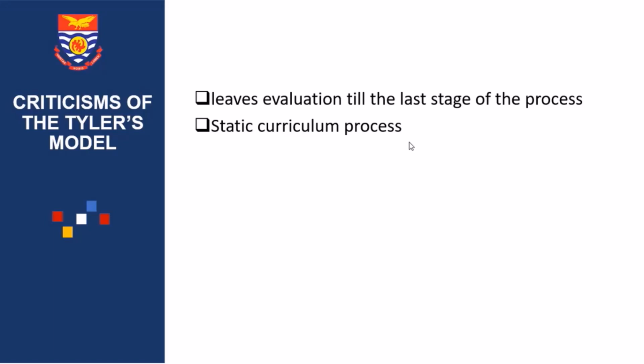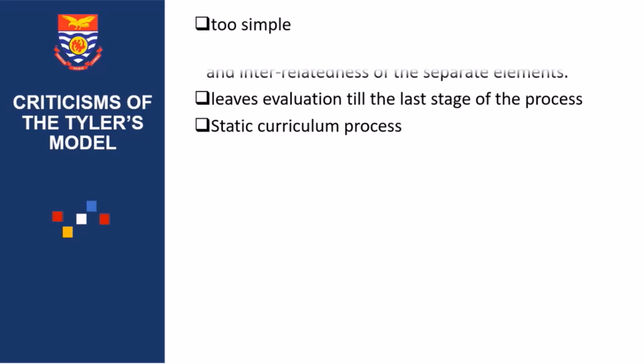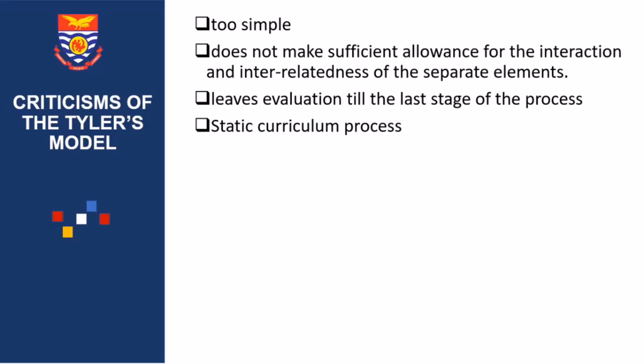And then they also said it's a static curriculum process, which means it has no room for dynamism. That changes. And as we looked at in our previous session, we said that society is dynamic. So one criticism of his model is that it's static in nature and does not create room for changes. And they also said this thing is too simple.